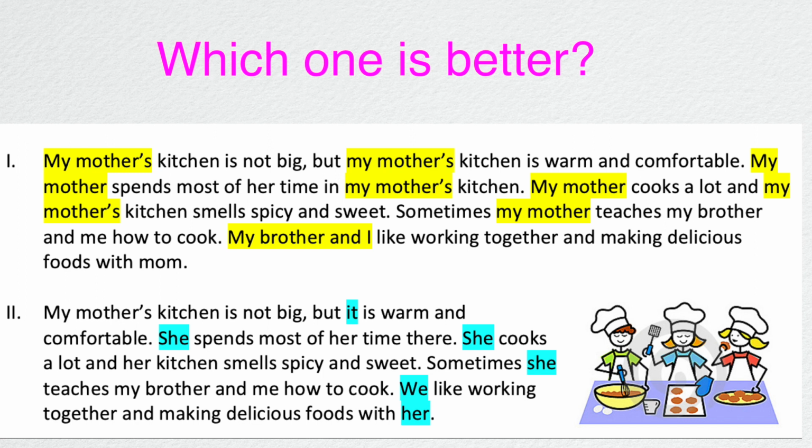Let's take a look at a sample text and you will better understand why it is so important to use pronouns. My mother's kitchen is not big, but my mother's kitchen is warm and comfortable. My mother spends most of her time in my mother's kitchen. My mother cooks a lot and my mother's kitchen smells spicy and sweet. And it goes on like this.